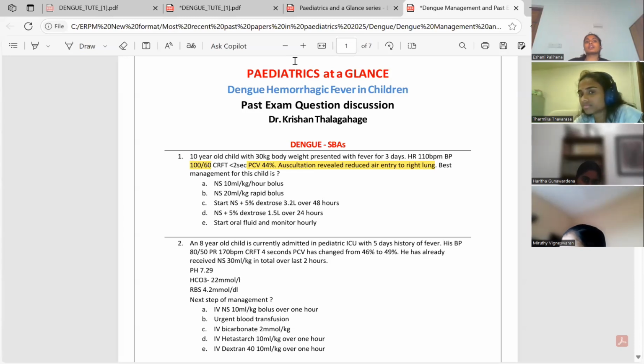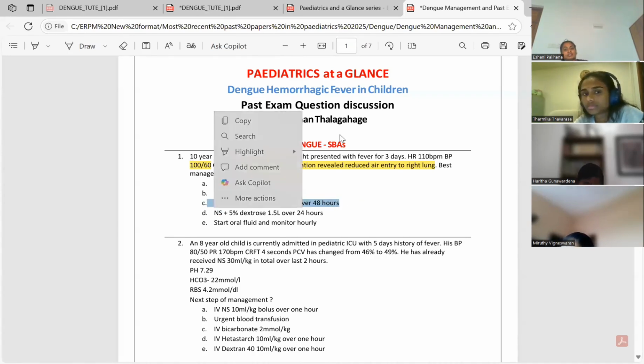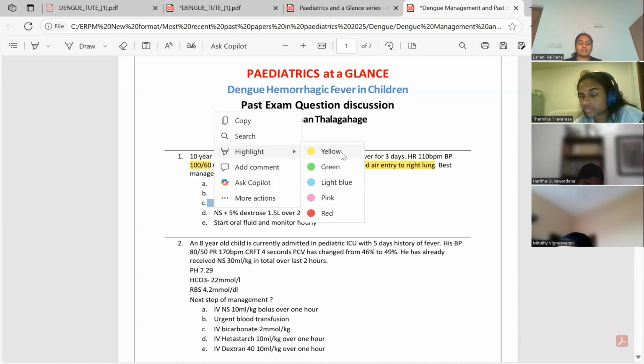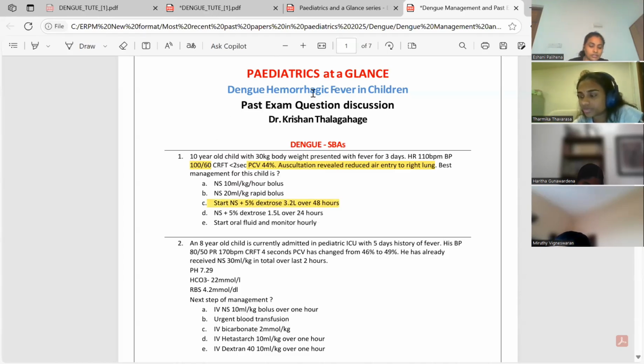This is critical phase. As was said earlier, the fluid quota is what should be given. When you know the fluid quota, it should be given over 48 hours. Right? Over 48 hours. Even if you do not look at any other option, this should be correct, because this is the only option where you see the 48 hours thing. Was that understood?